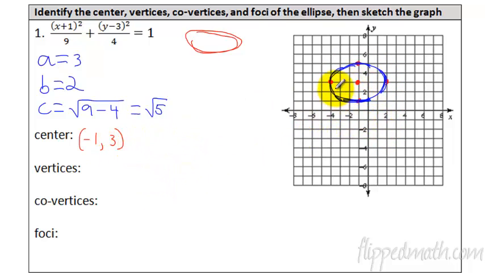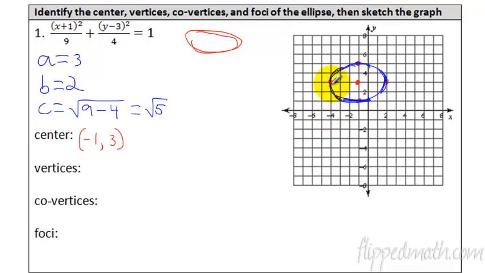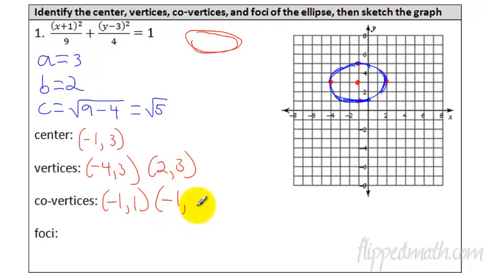Okay, vertices. So now we can label the vertices for our coordinate points. This one was at negative 4, 3. And the other one was at 2, comma 3. So there's our two vertices. The co-vertices are the ones that are the closest to the center. So that coordinate point here is negative 1, 1. So negative 1, comma 1. And the other coordinate point was a negative 1, 5. Negative 1, comma 5.